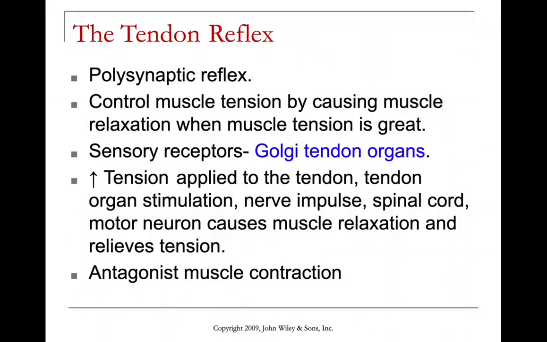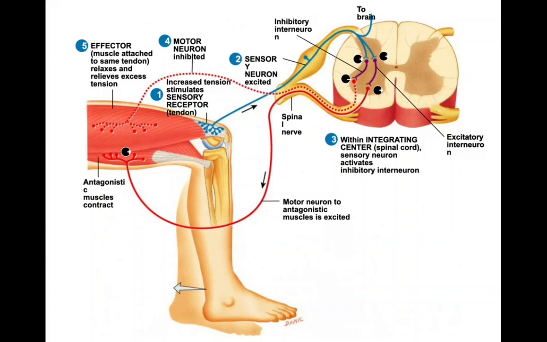The tendon reflex is a polysynaptic reflex. This will control muscle tension by causing a muscle to relax when the tension is great. So your sensory receptors are Golgi tendon organs. When increased tension is applied, the tendon organ is stimulated, sends the nerve impulse to the spinal cord, and the motor neuron causes muscle relaxation to relieve the tension. So it's an antagonist muscle contraction. And this is showing that happening as well.